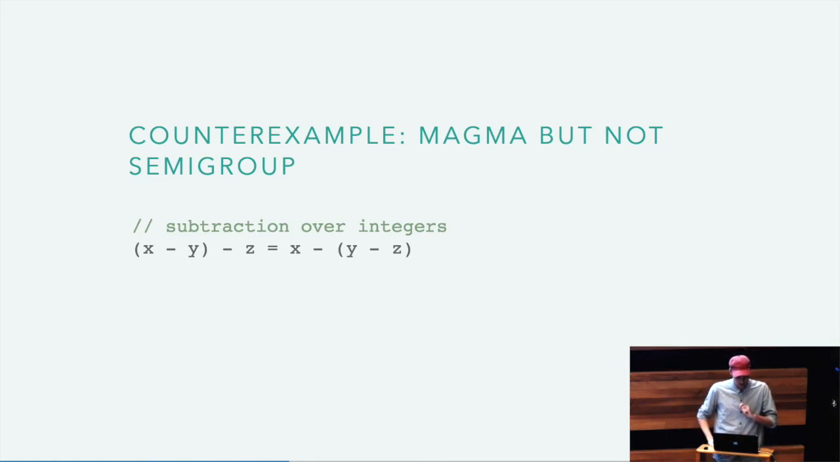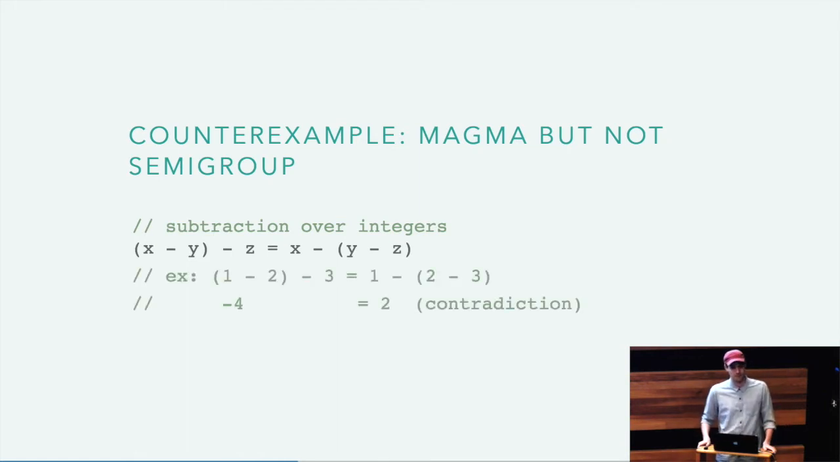All right, if we look at this, this is saying for all x, y, and z that are integers, (x - y) - z is the same as x - (y - z). And this is not true. You can just plug in 1, 2, and 3, and you get -4 and 2, and then it's false. So subtraction is not a semigroup.